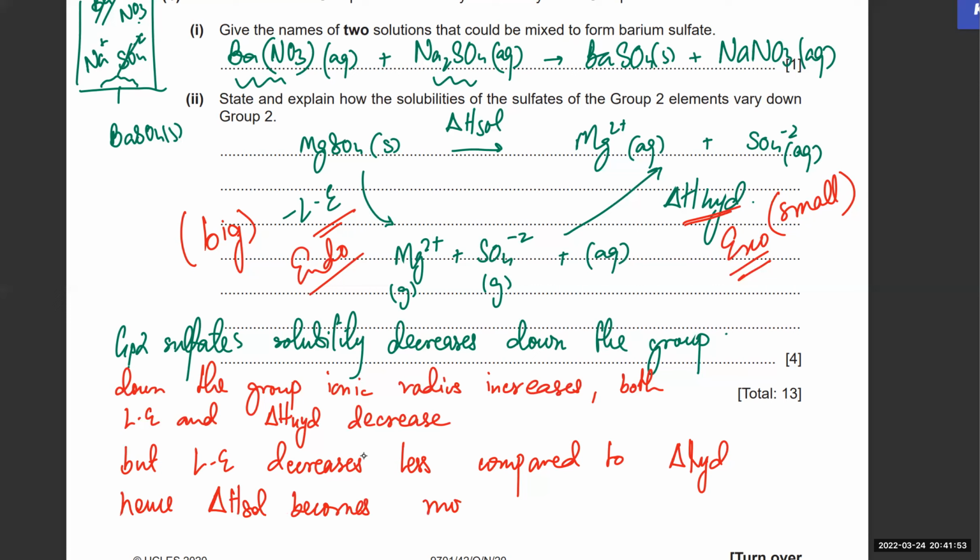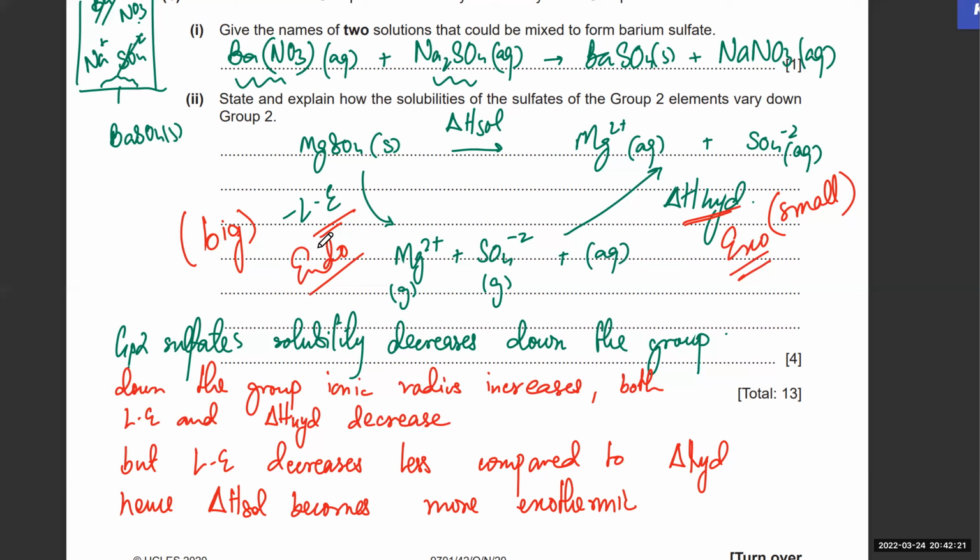So remember, this is a very typical question, and that's your 4 marks. About group 2 sulfates, the solubility decreases down the group. Why does it decrease? Because dissolving a substance requires two things. You're going to break the lattice and scatter the ions. Once the ions are scattered in water, they will be surrounded by water molecules. They're going to form bonds with water molecules and become hydrated aqueous ions.